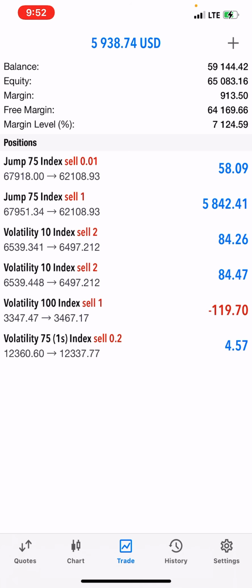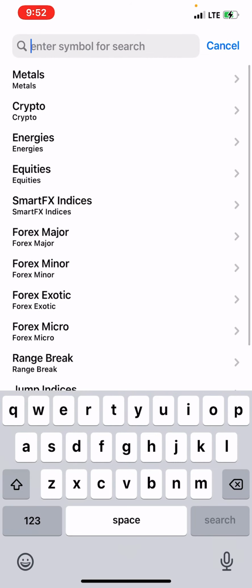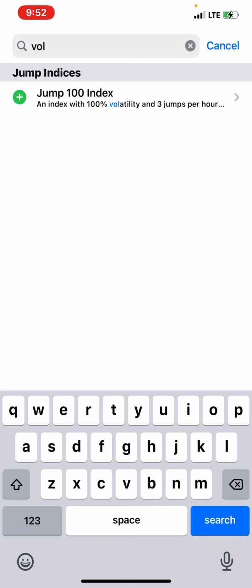So guys, this is what I'm saying: how to input a trade. When I said VIX, I mean volatility. We have different kinds of volatility. We have volatility 100, volatility 75, volatility 50, volatility 25, and volatility 10. Those are five. The other five are the ones that have 1S at the back.